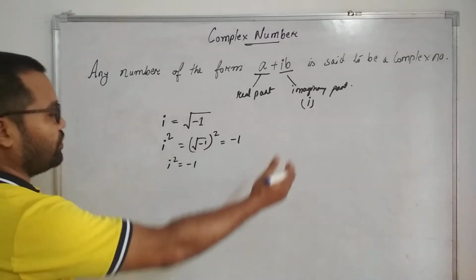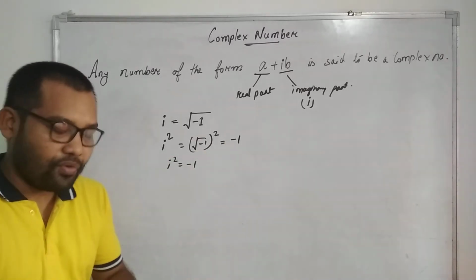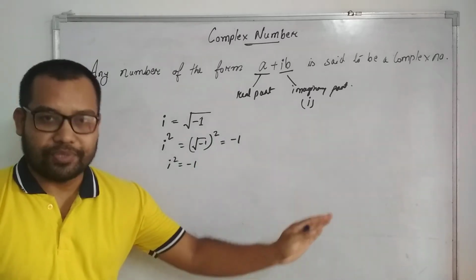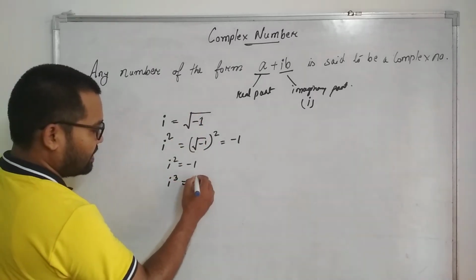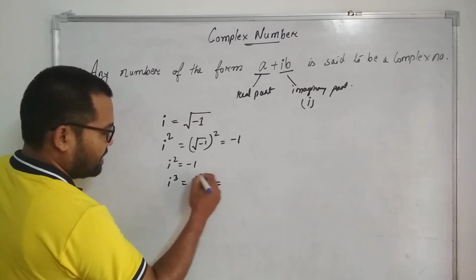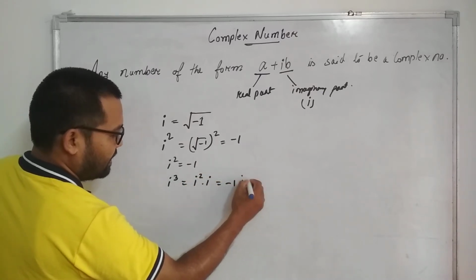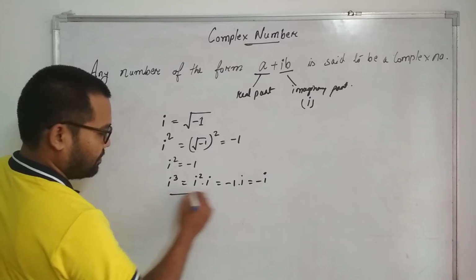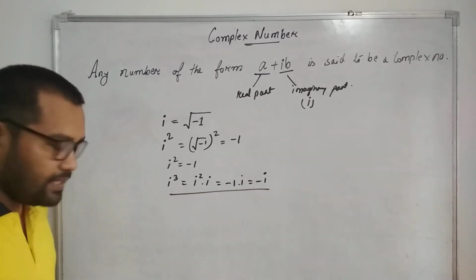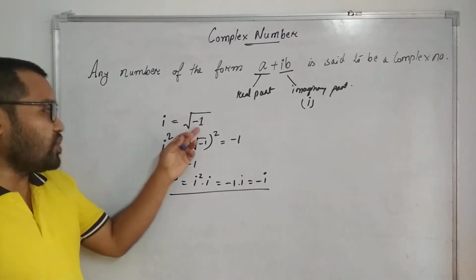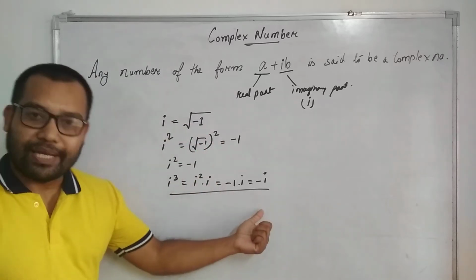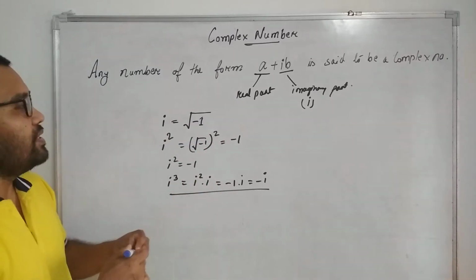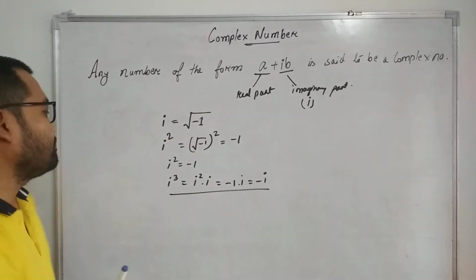If I move on doing it, i cube, i to the 4, we will get various terms. For example, i cube is nothing but i square into i. i square is minus 1, into i. This is minus i. Clear? That means i is root over minus 1, i square is minus 1, i cube is minus i. This is how the terms are defined.